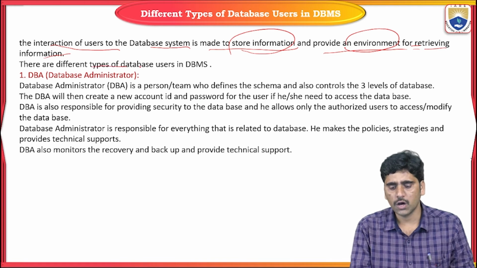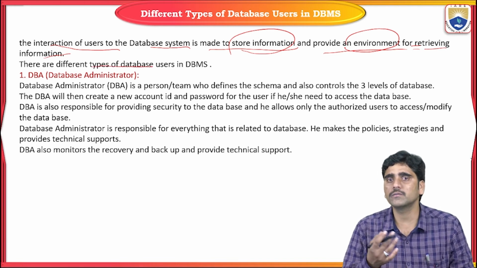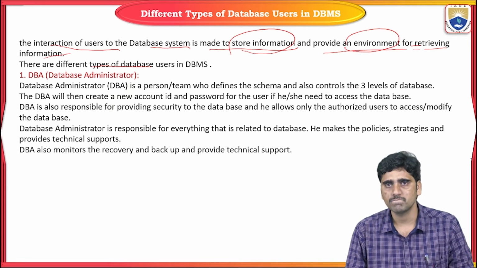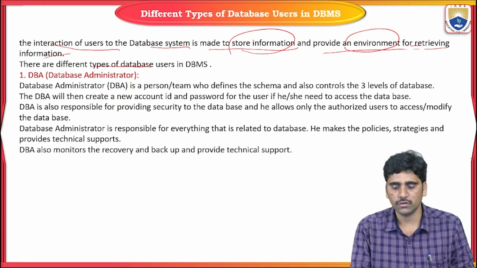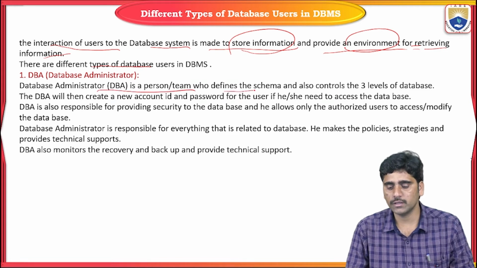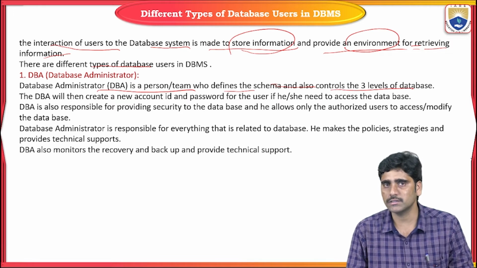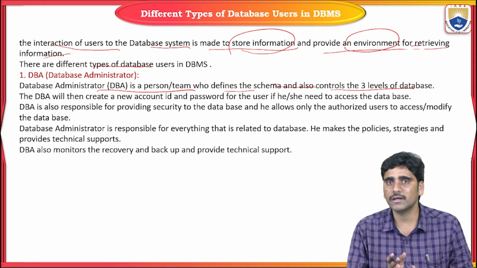So we'll see how many types of database users are going to interact with the database. The first one is the database administrator. He is a person or team who defines the schema and also controls the levels of abstraction of the database. We can call him a database administrator.